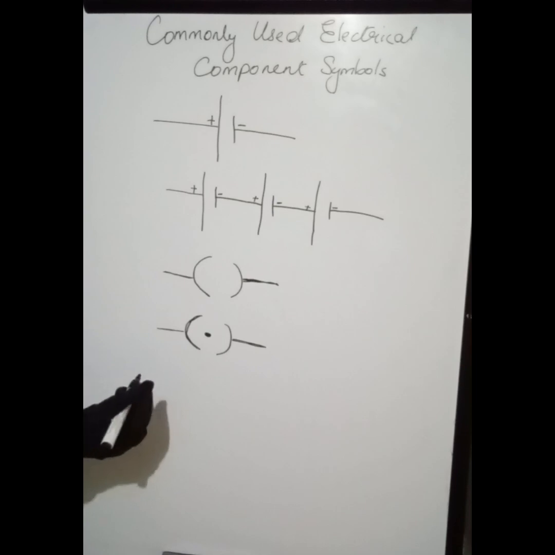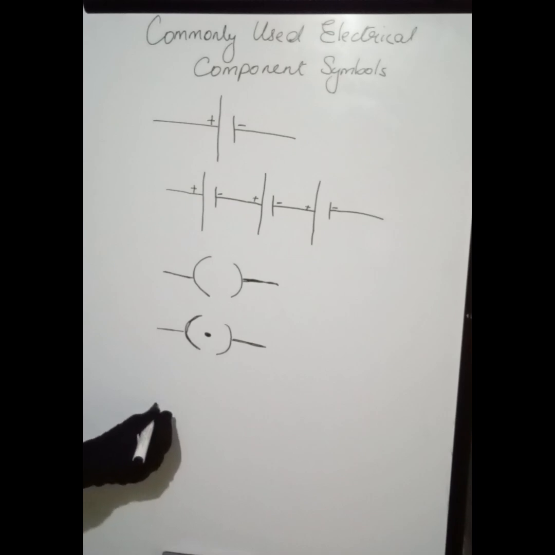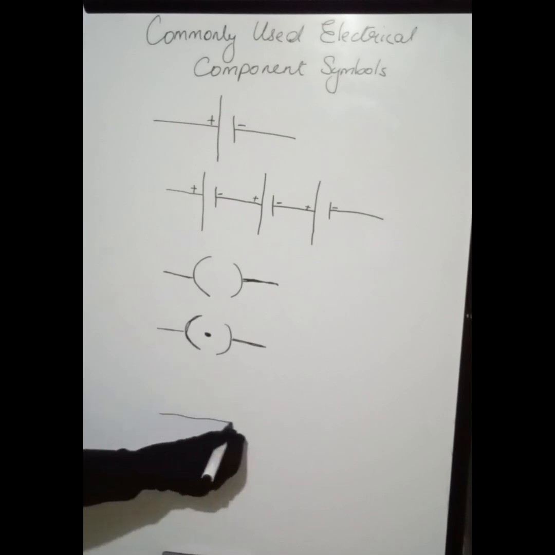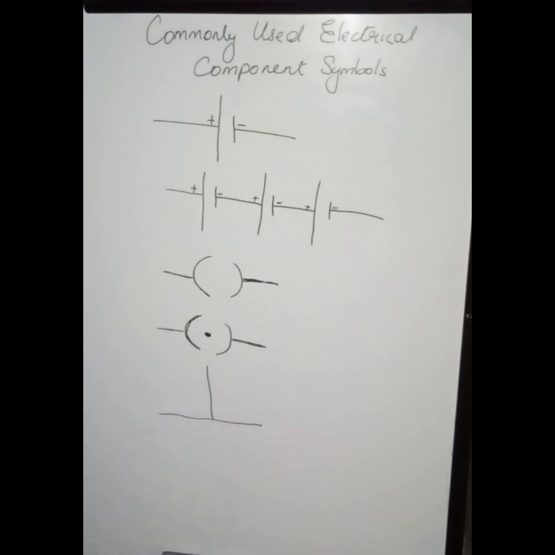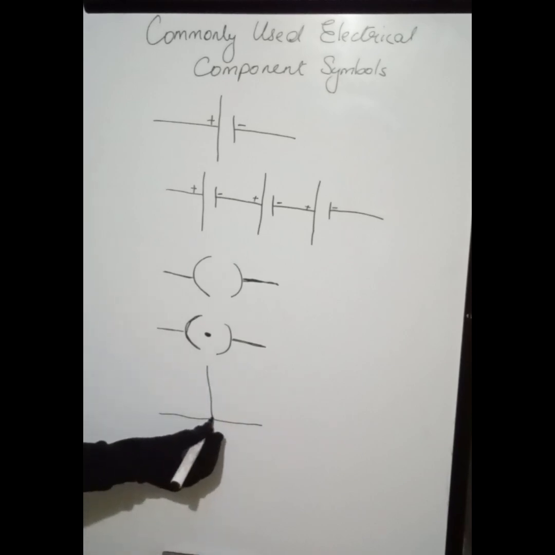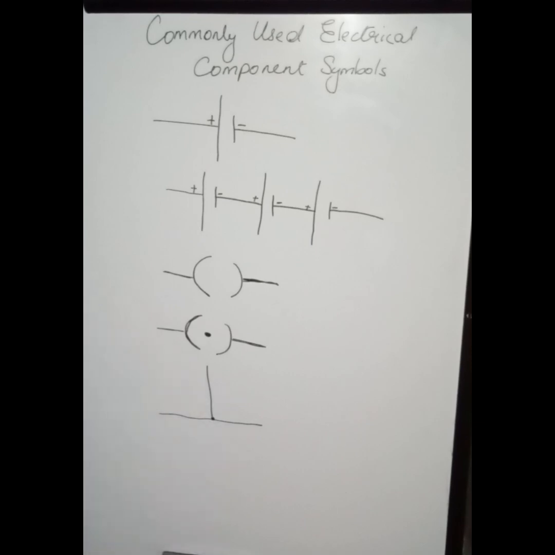Now let's find out how to draw a wire joint. To draw a wire joint in a circuit, you simply draw a sleeping line and a standing line perpendicular to it. The point where it joins will be your wire joint. Alright.